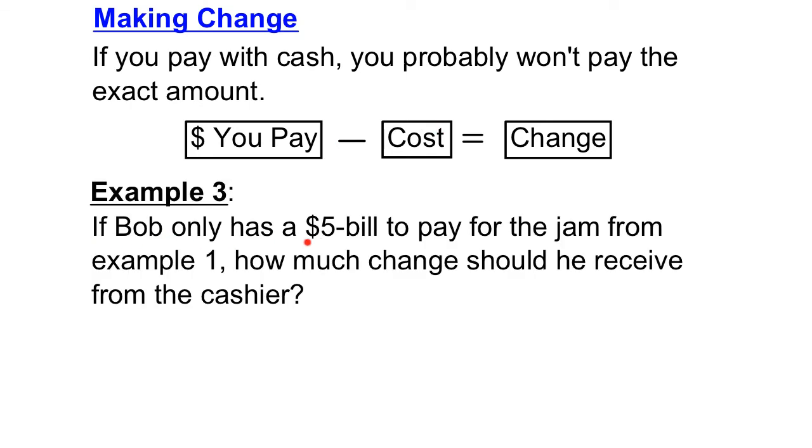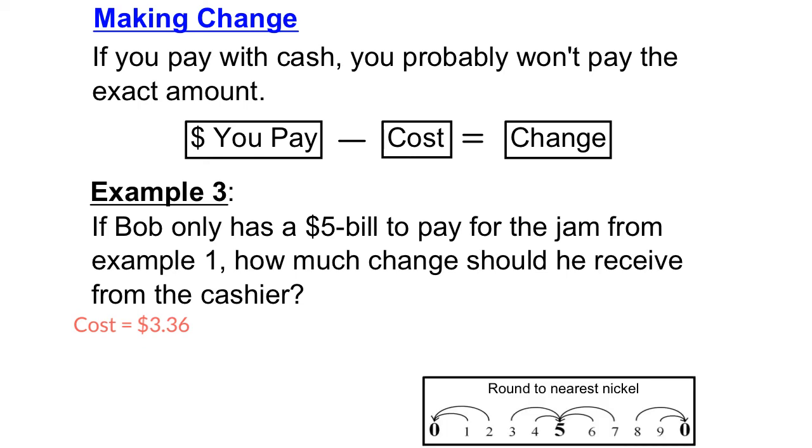If Bob only has a $5 bill to pay for the jam from example 1, how much change should he receive from the cashier? Well, if you'll recall, from example 1, that jar of jam cost $3.36. And we want to know how much change Bob is going to get if he pays with a $5 bill. Now there's something else you need to know when paying with cash, and that's that we don't have any pennies anymore. So what we have to do is we need to round to the nearest nickel.